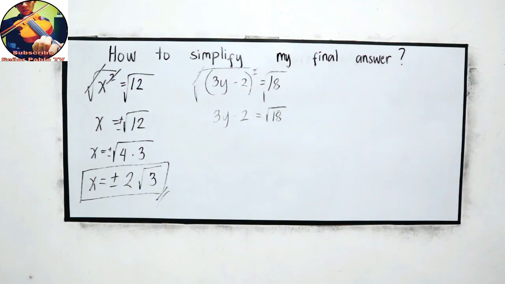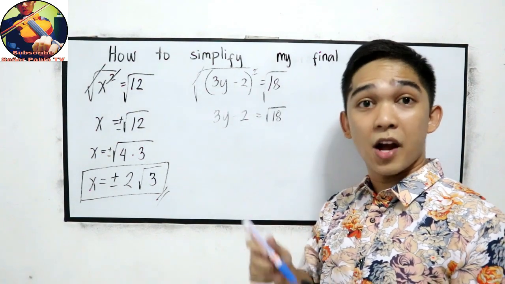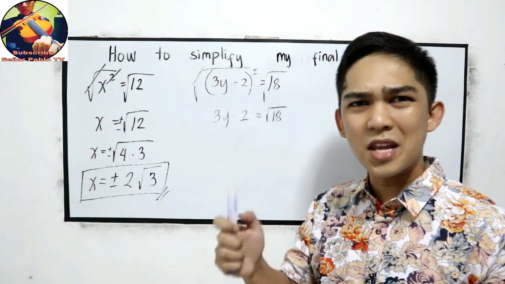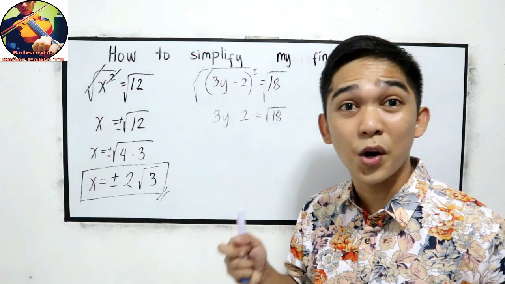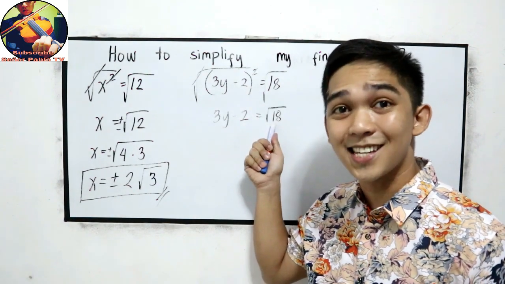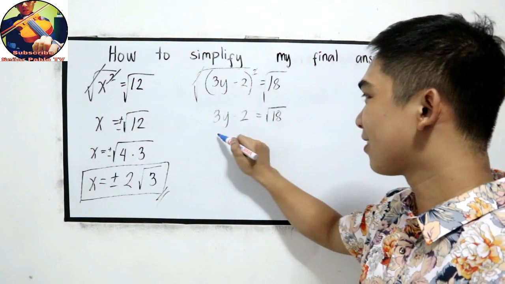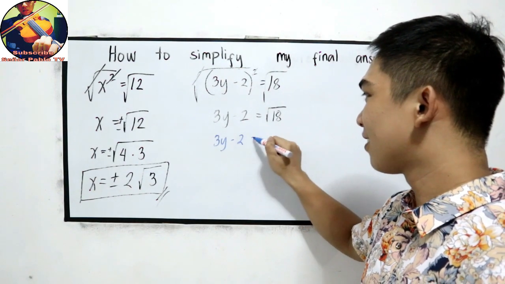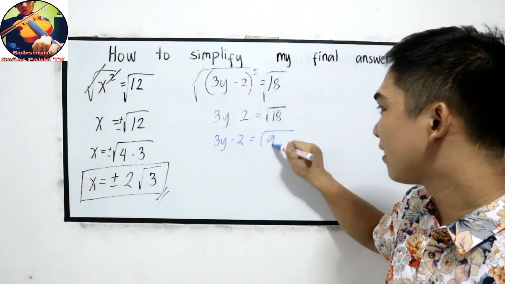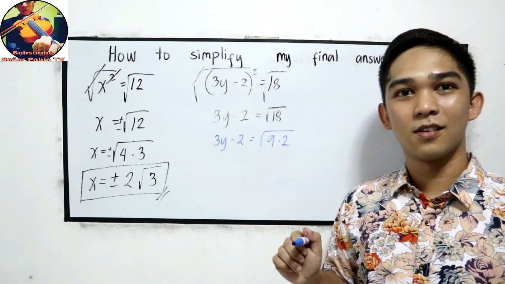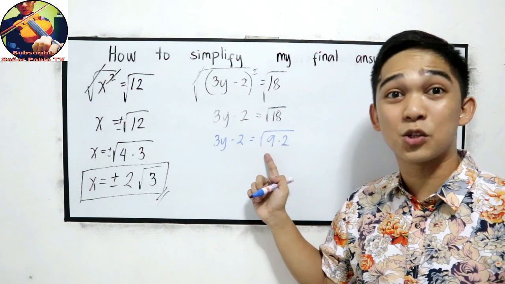Again, 18 is not a perfect square number. So we need to determine the highest perfect square number that is a factor of 18. The factors are 9 times 2. We choose 9 because 9 is a perfect square number.